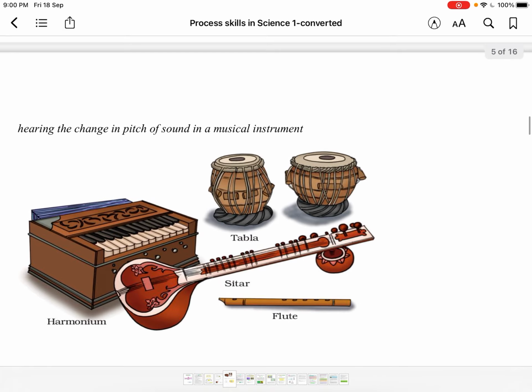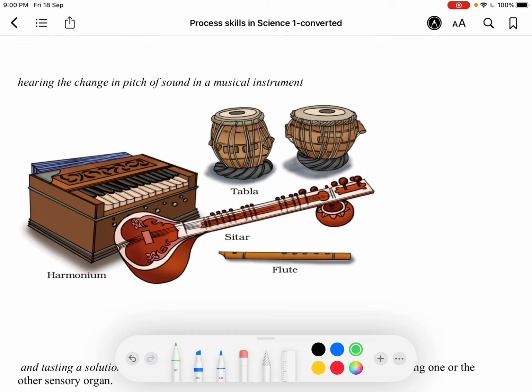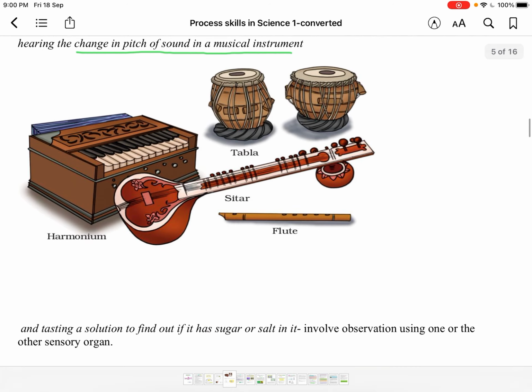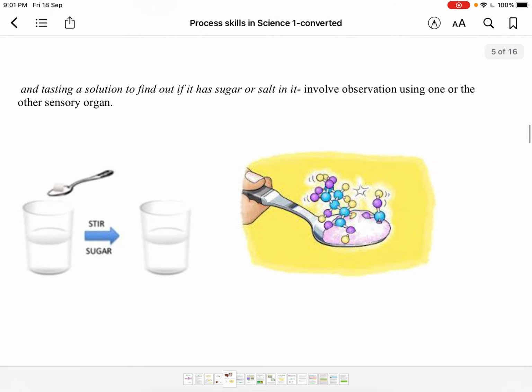Similarly, another sense organ is our ear. Usually you all play musical instruments, guitar and others. At that time you check the pitch of the sound of the musical instrument, because you want to observe whether that particular pitch is suitable for that particular song or not. In those cases you are making use of another sense organ, that is the ear. So all 5 sense organs are involved.